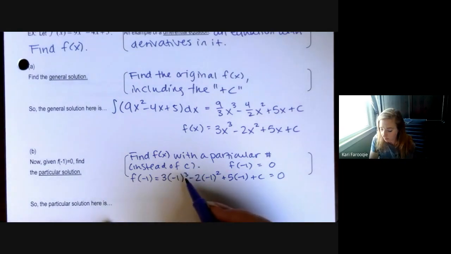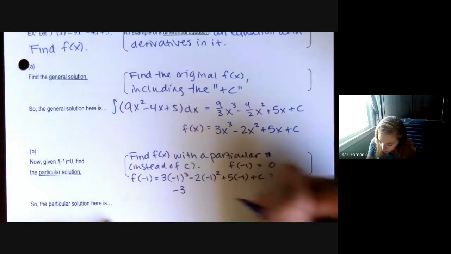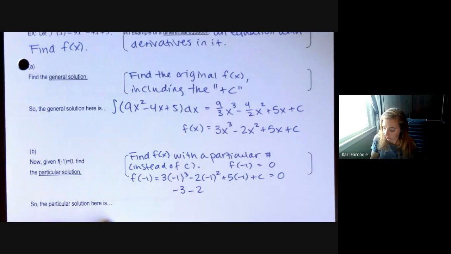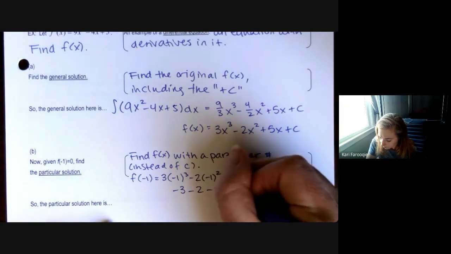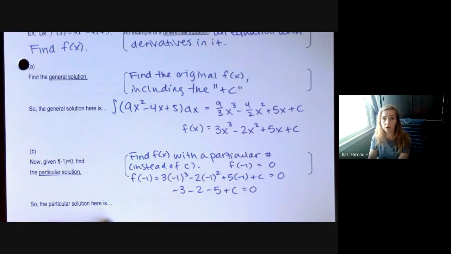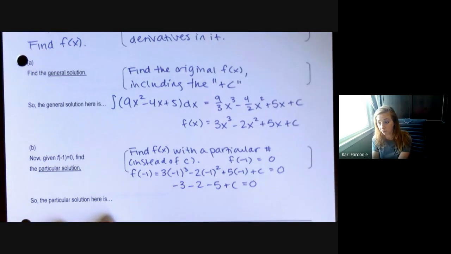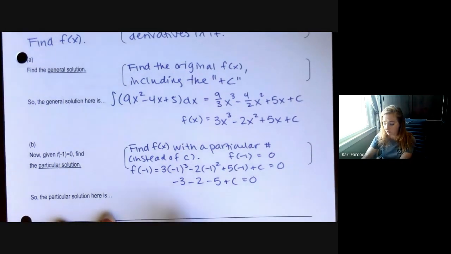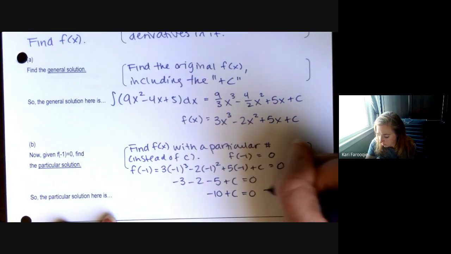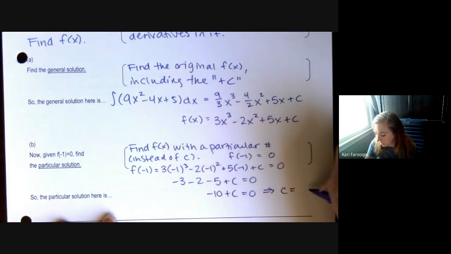-1 cubed is still -1, so I have -3. -1 squared is +1, so I just have -2 now, minus 5 plus C equals 0. And now I'm going to solve for C. So this gives me -5 minus 5, which is -10, plus C equals 0. And that means that C, when we add 10 to both sides, is equal to 10.